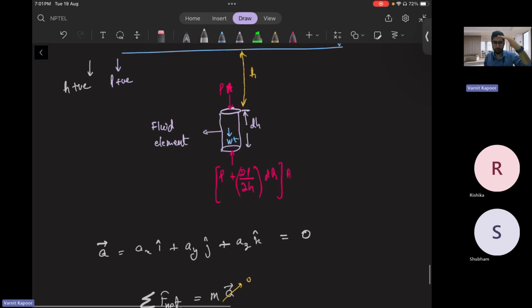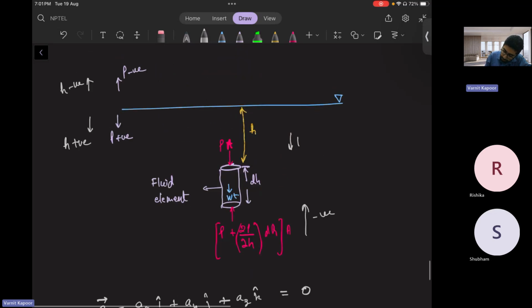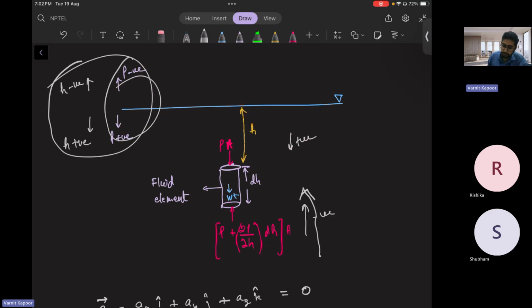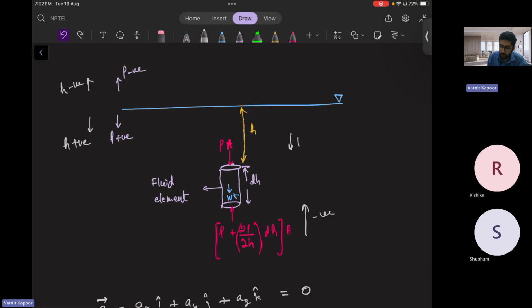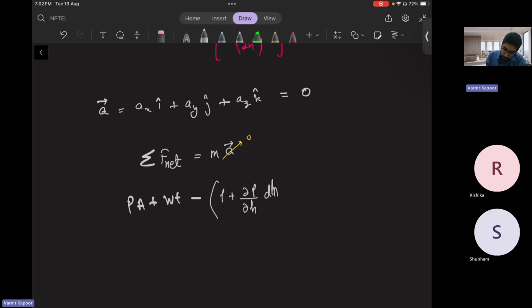So what is the net force acting? Net force acts on the top layer and the bottom layer. The top layer is positive, and the bottom layer is negative, from the pressure conventions here. This pressure is going up, that is why it is negative. This pressure is coming down, that is positive. So the forces in the vertical direction: PA plus the weight W acting below, minus (P plus dou P by dou H dH) into A, is equal to 0.